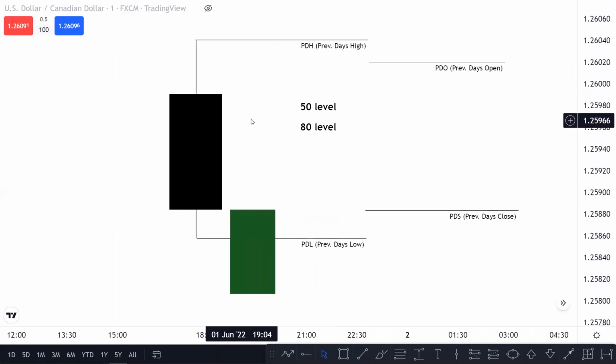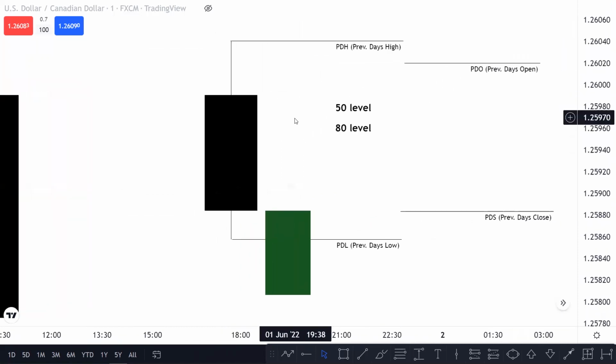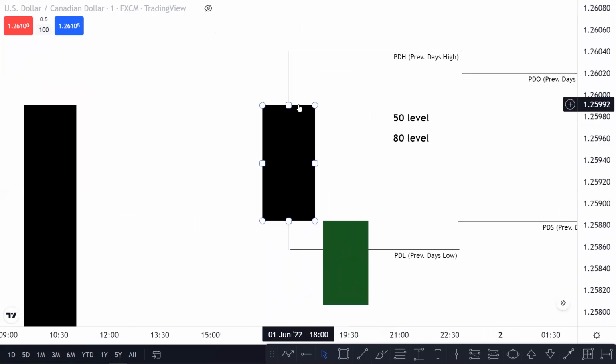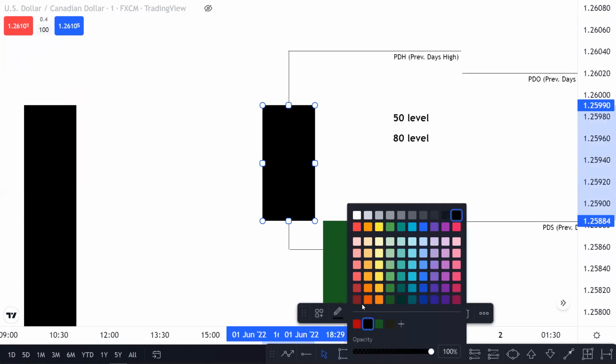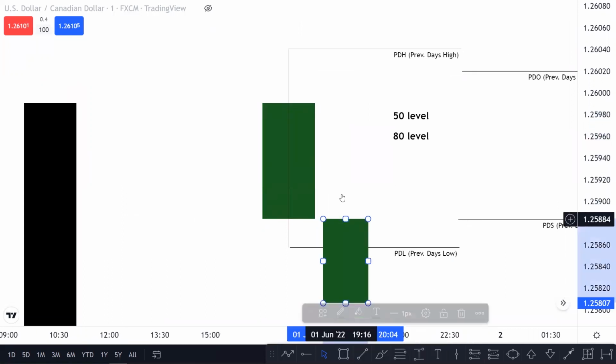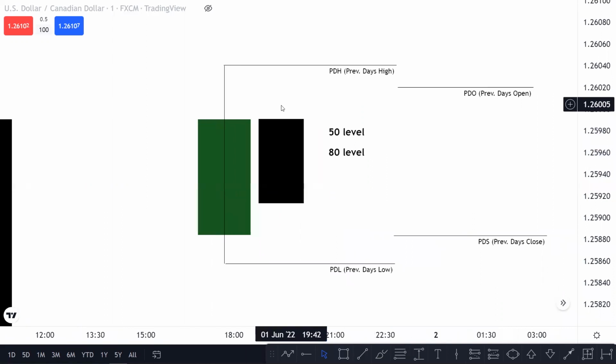On a down close day, this is what I want you to look for. Now, there is a situation where we are in an uptrend. Let me change this to a green candle. In an uptrend, price opens there. In an uptrend, you will do the opposite.